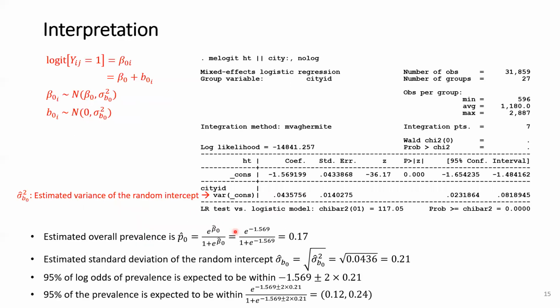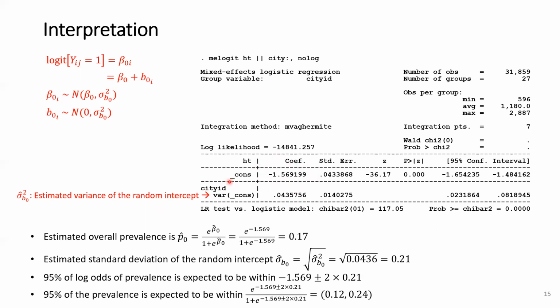And well, this is a result of the null model. So we have this number of observations, and there are 27 cities. And where should I start? Okay, so this is a coefficient. It's not exponentiated, just a coefficient. And we have an estimate for the variance of the random intercept. So this is a coefficient for the intercept.